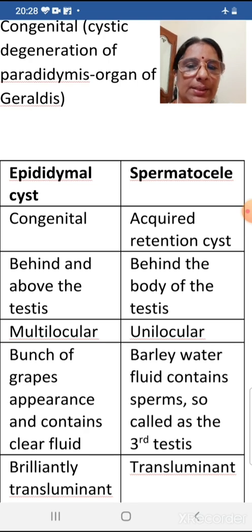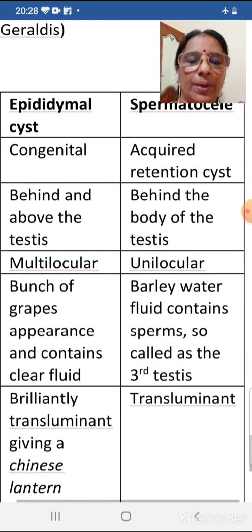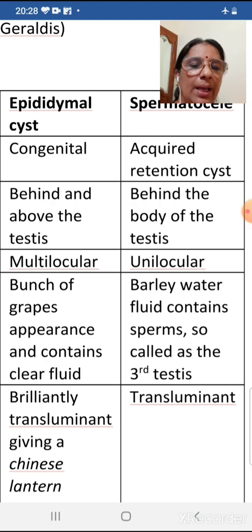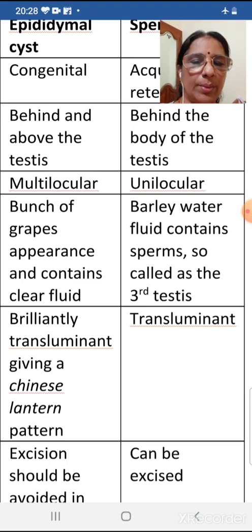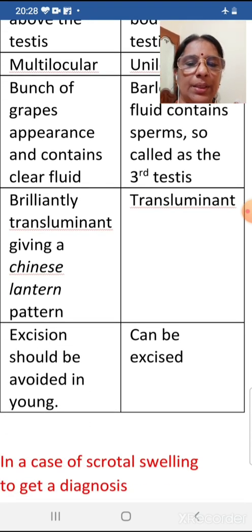Spermatocele is seen behind and above the testis, behind the body of the testis. The other difference is that the epididymal cyst is multilocular, while spermatocele is unilocular with a bunch of grapes appearance and contains clear fluid. Here it is barley water fluid and it contains sperm, so it is also called a third testis. The epididymal cyst is brilliantly transilluminant and gives a Chinese lantern pattern on transillumination because of the multiloculation. The spermatocele is also transilluminant.